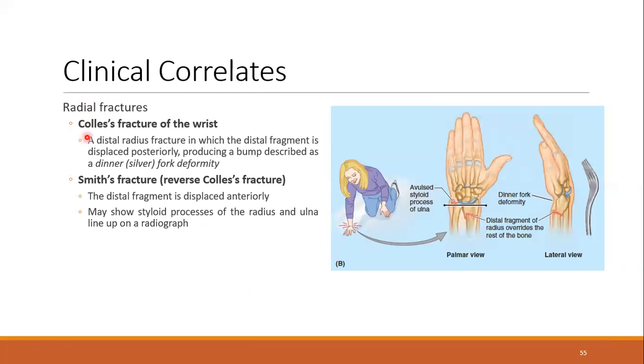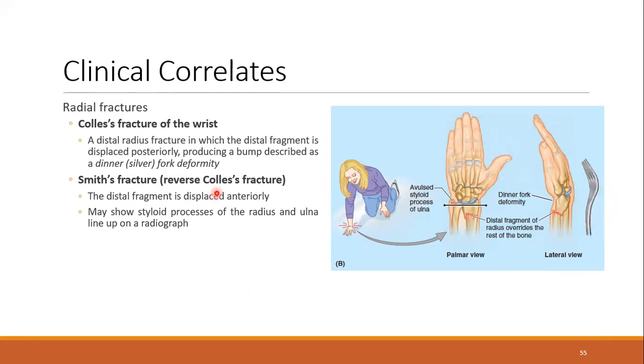When it comes to your Colles fracture versus your Smith's fracture, your Colles fracture is way more common. Both of these are examples of your FOOSH injuries, falling on an outstretched hand. For your Colles fracture, your distal portion of your radius is displaced posteriorly, so you end up with what's called the dinner fork deformity.